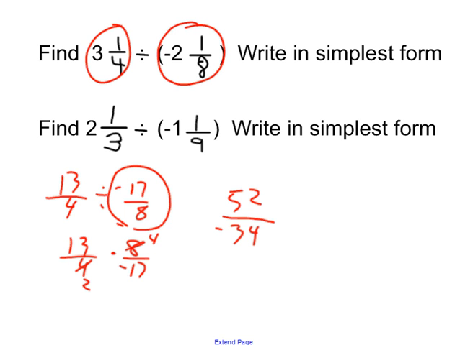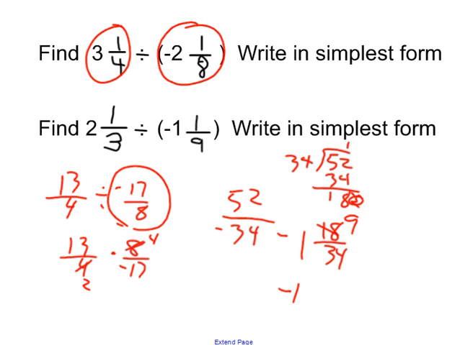I cannot leave that as an improper fraction, so I need to write it as a mixed number. 34 will go into 52 one time. The remainder is 18. So I'm going to say it is 1 and 18/34, and of course it's negative. Will anything go into 18 and 34? Yes, it will. This could become 9, this could become 17. So it's 1 and 9/17. It's negative 1 and 9/17.